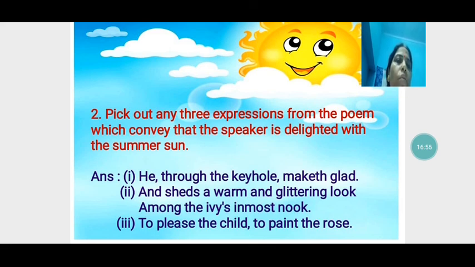Then, and sheds a warm and glittering look among the ivy's inmost nook. So you have the second one, and sheds a warm and glittering look. So, he looks everywhere with shining face to please the child to paint the rose. Now when the child sees it, it seems that the whole rose is painted with that. The child becomes very happy seeing the painted rose.